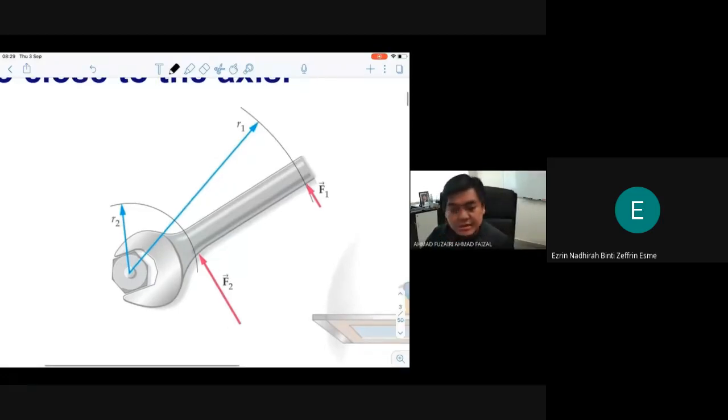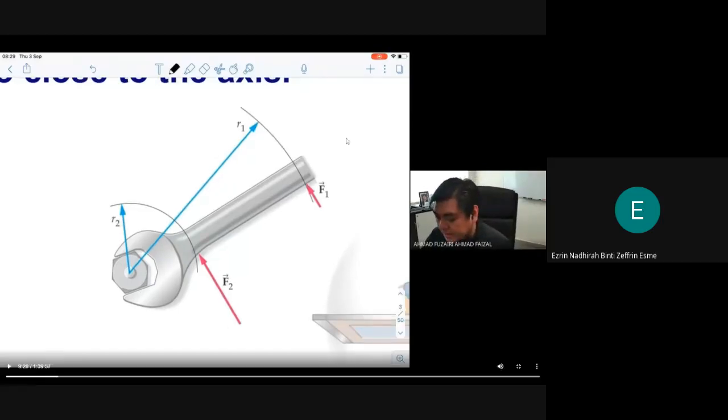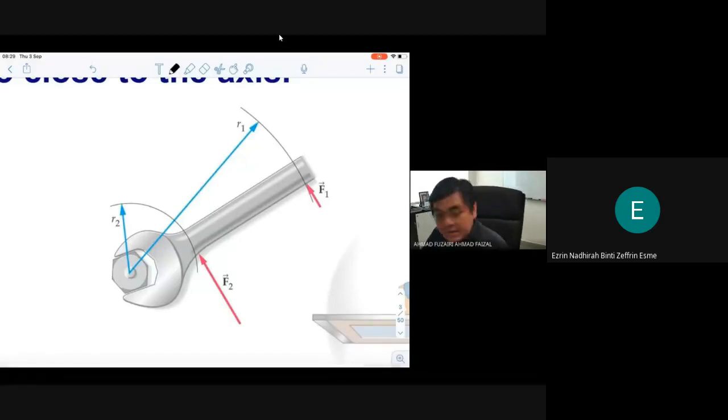Okay, so what we call it, we always use this thing to tighten up the nuts. Let's say this is your nut, and when you have force number one and force number two, you should know which one will give you much force or less force. We will compare between F1 and F2.